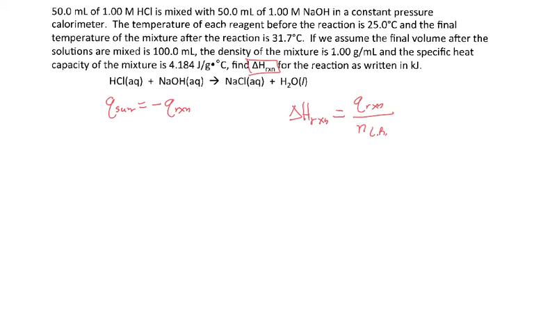So to calculate the Q for the surroundings, I'm going to use that Q is equal to mass times specific heat times the change in temperature. And in this case, my mass, I have 100 milliliters of solution after I mix the hydrochloric acid solution with the sodium hydroxide solution. We're assuming the density is 1 gram per milliliter. So if I have 100 milliliters, I have 100 grams. I'll multiply that by the specific heat, and then the change in temperature.